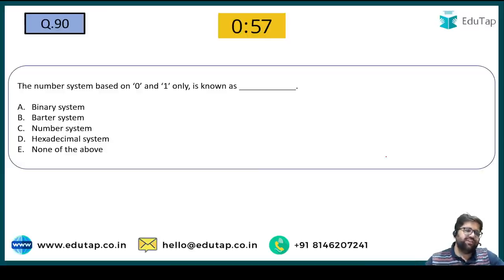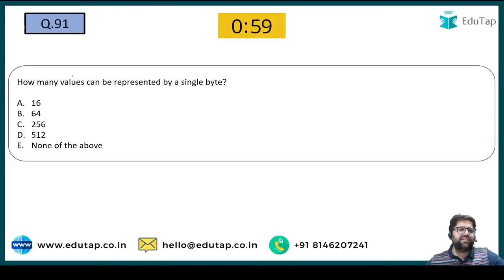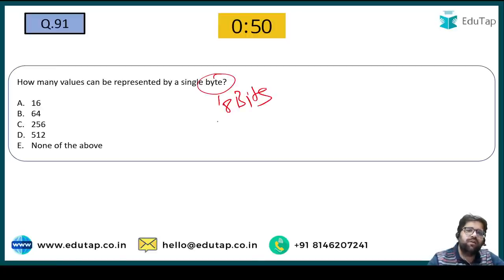A very easy question. I'm not wasting much of your time on this particular question. The number system which is based on 0 and 1 is known as binary. Very easy question, so let's not waste our time. 91. This is a good question, I would say. How many values can be represented by a single byte? Okay, so a byte has 8 bits. So how many values can there be?